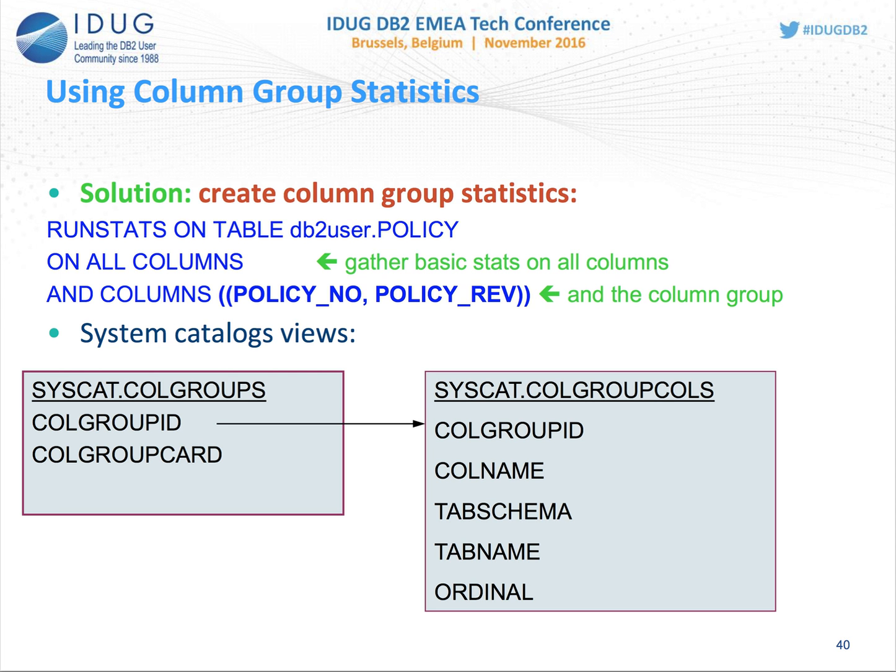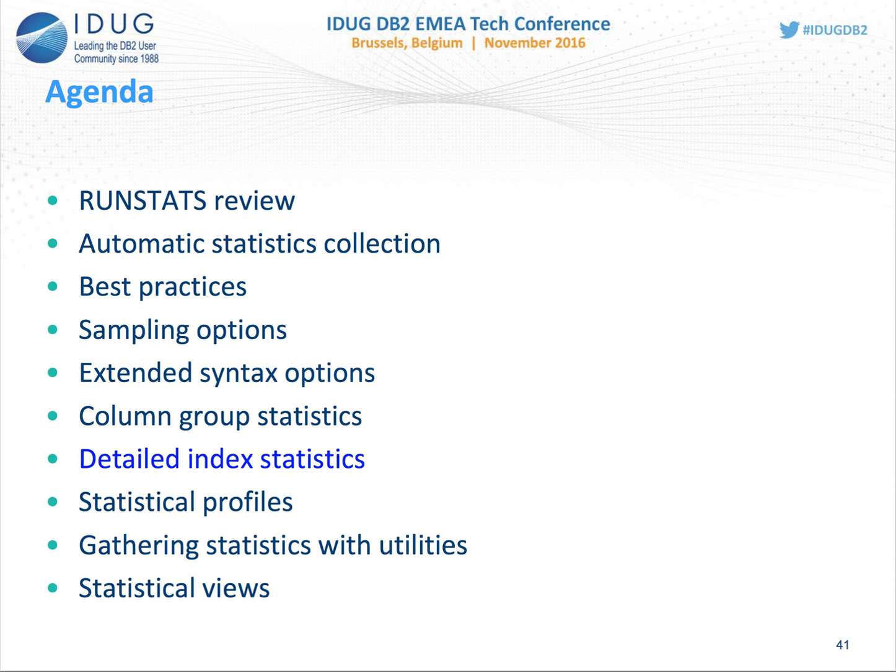There are actually two catalog tables that represent the column group stats. In one, Db2 will automatically assign an ID to that particular column group, and that's where you'll find the cardinality. Then it has a child table with the column names that are part of that column group. You can take a look at those in the catalogs if you want. So that's column group stats, and this is something that the stat advisor will recommend, so a good thing to consider.